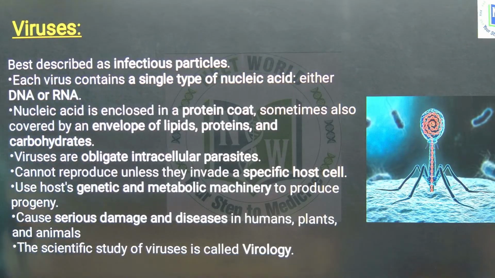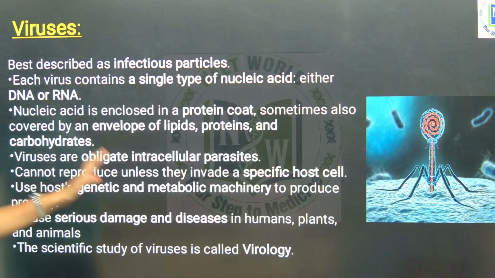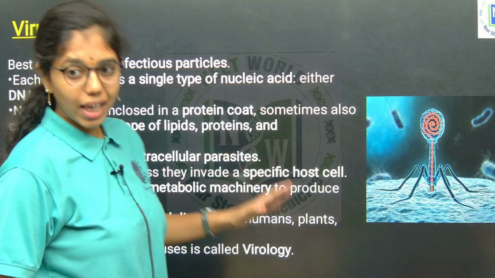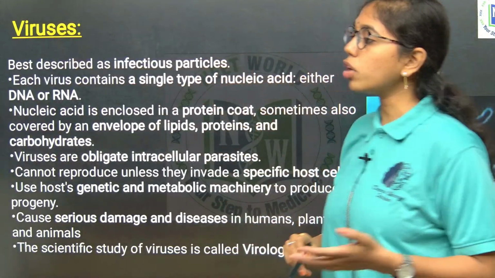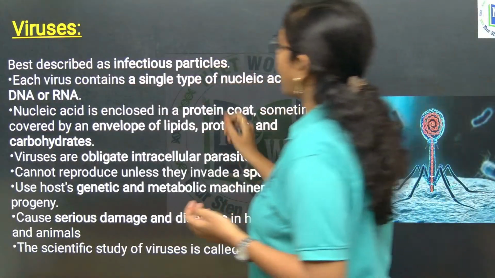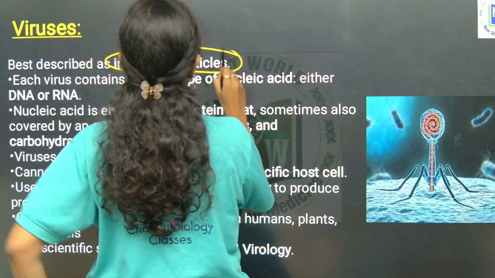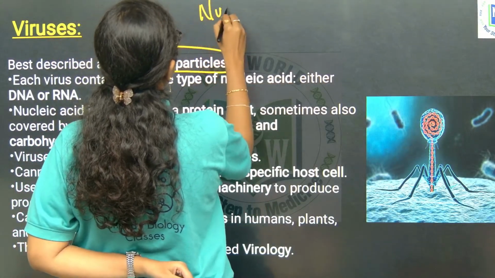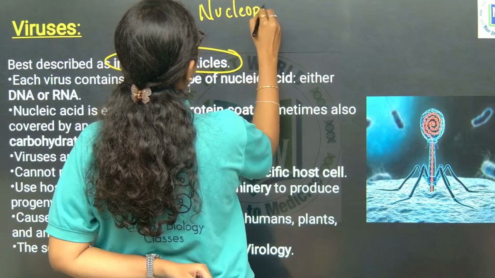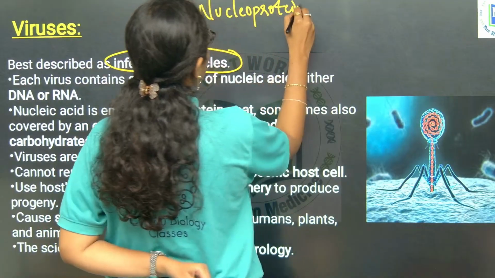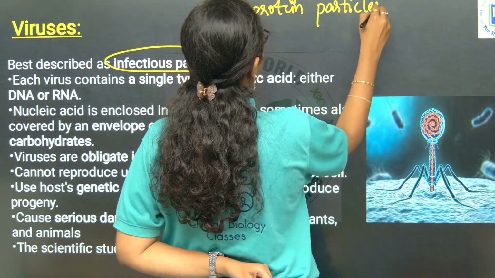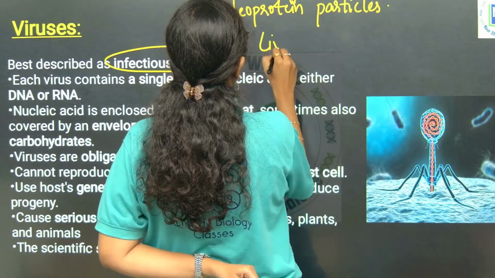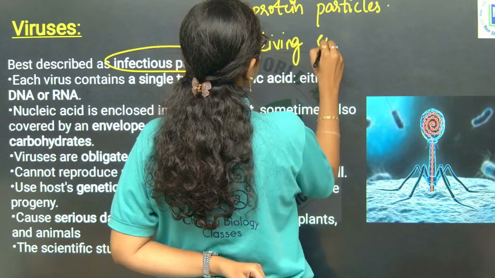Viruses are best described as what, ma? Infectious particles or infectious agents. These are also called living entities or nucleoprotein particles. Okay, they are well described as infectious agents or nucleoprotein particles, or they are also called living entities.